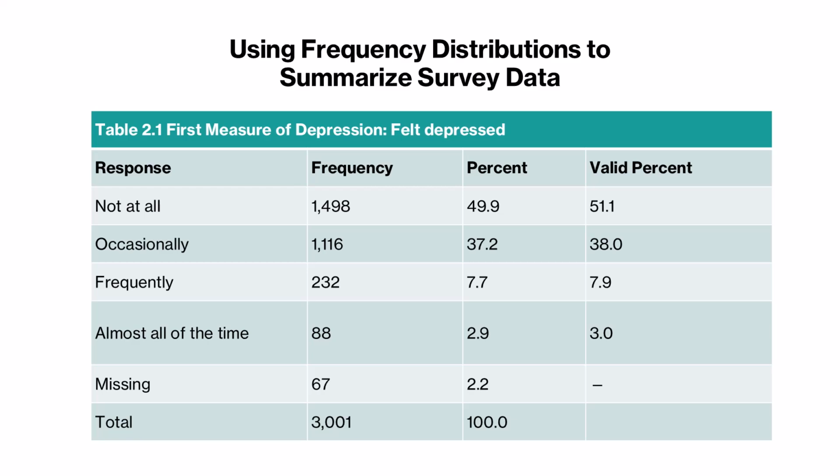Frequency distributions also highlight missing data, reminding researchers to consider whether non-response could bias results. Importantly, these tables encourage evidence-based reasoning. Although a single frequency table cannot answer every research question, it often provides the first clues that shape subsequent analysis.